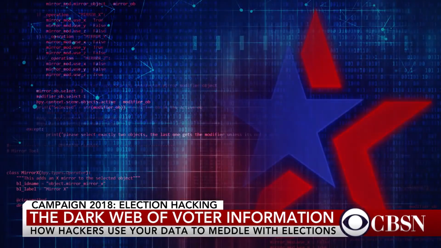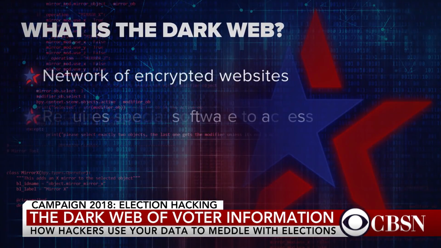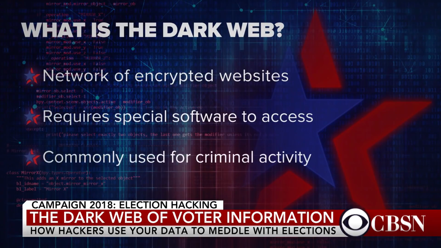This week on Campaign 2018 Election Hacking, we take a look at how hackers use the dark web to influence elections. The dark web is a network of encrypted websites that are commonly used for criminal purposes. They require special software to access and allow users to remain anonymous. This week, CNET senior producer Dan Patterson spoke with Allison Donesco-Rayom. She's a staff writer and deputy editor with our partners at Tech Republic. She explained how hackers use the dark web to meddle with elections.